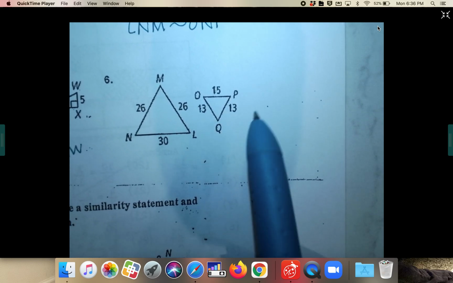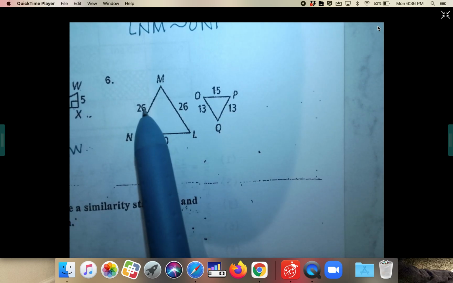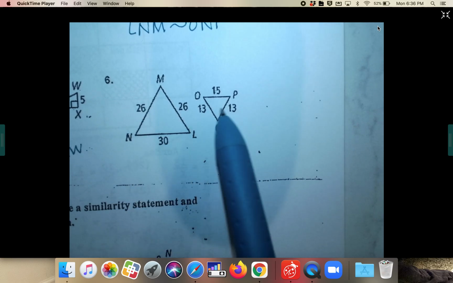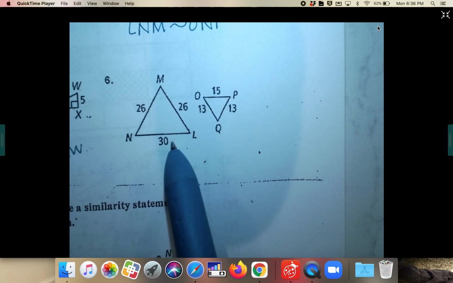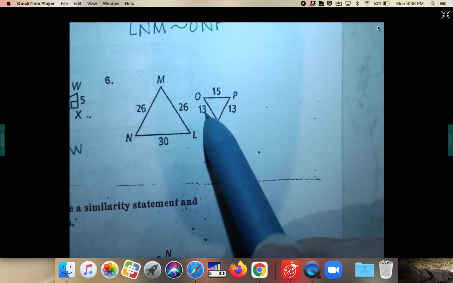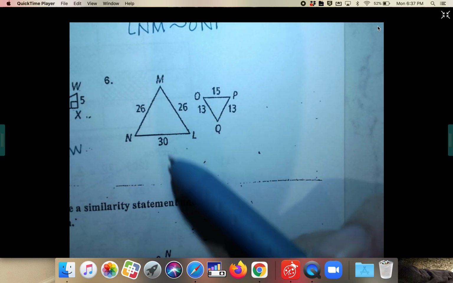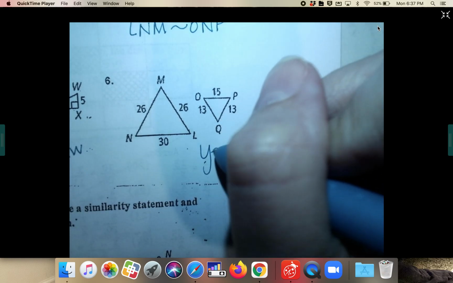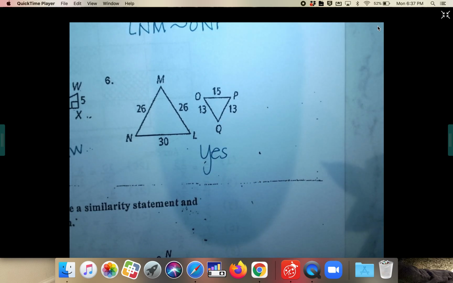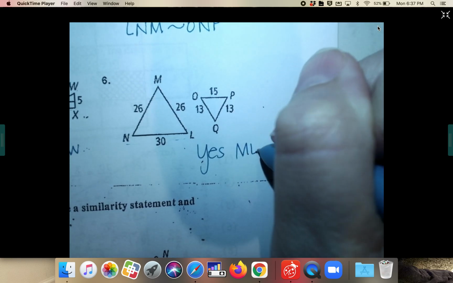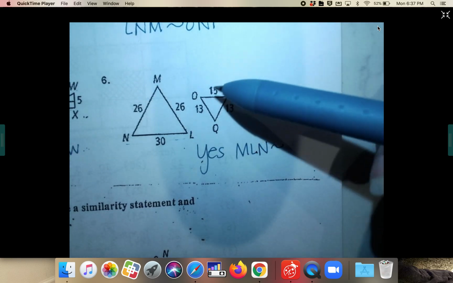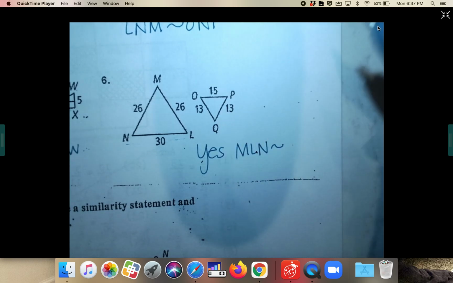Okay, number 6, side lengths again. These are doubled. 26 is double 13. 30 is double 15. So once again, a scale factor of 2 for all three side lengths. If all three side lengths have the same ratio, it is yes. So I'm going to say MLN is similar to QOP.